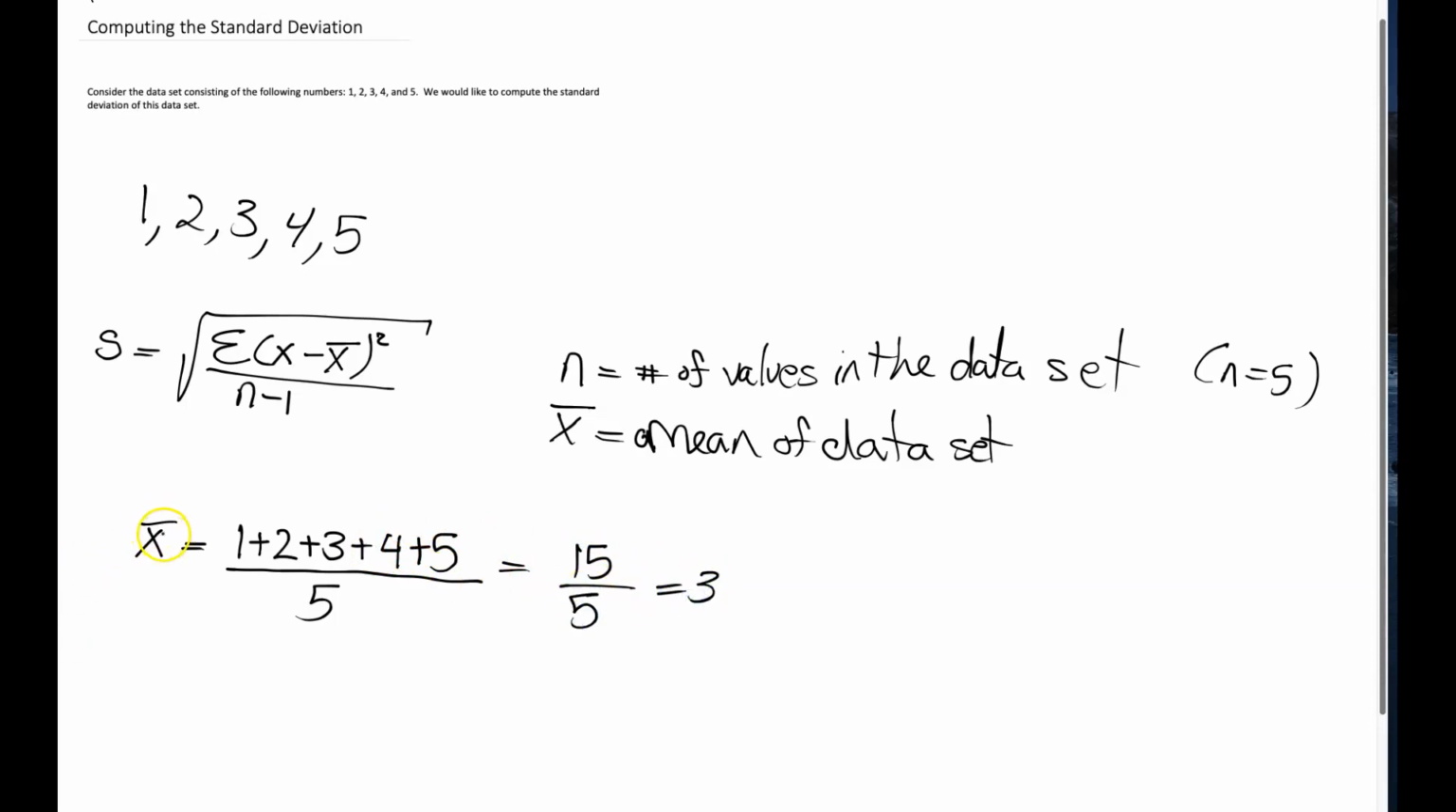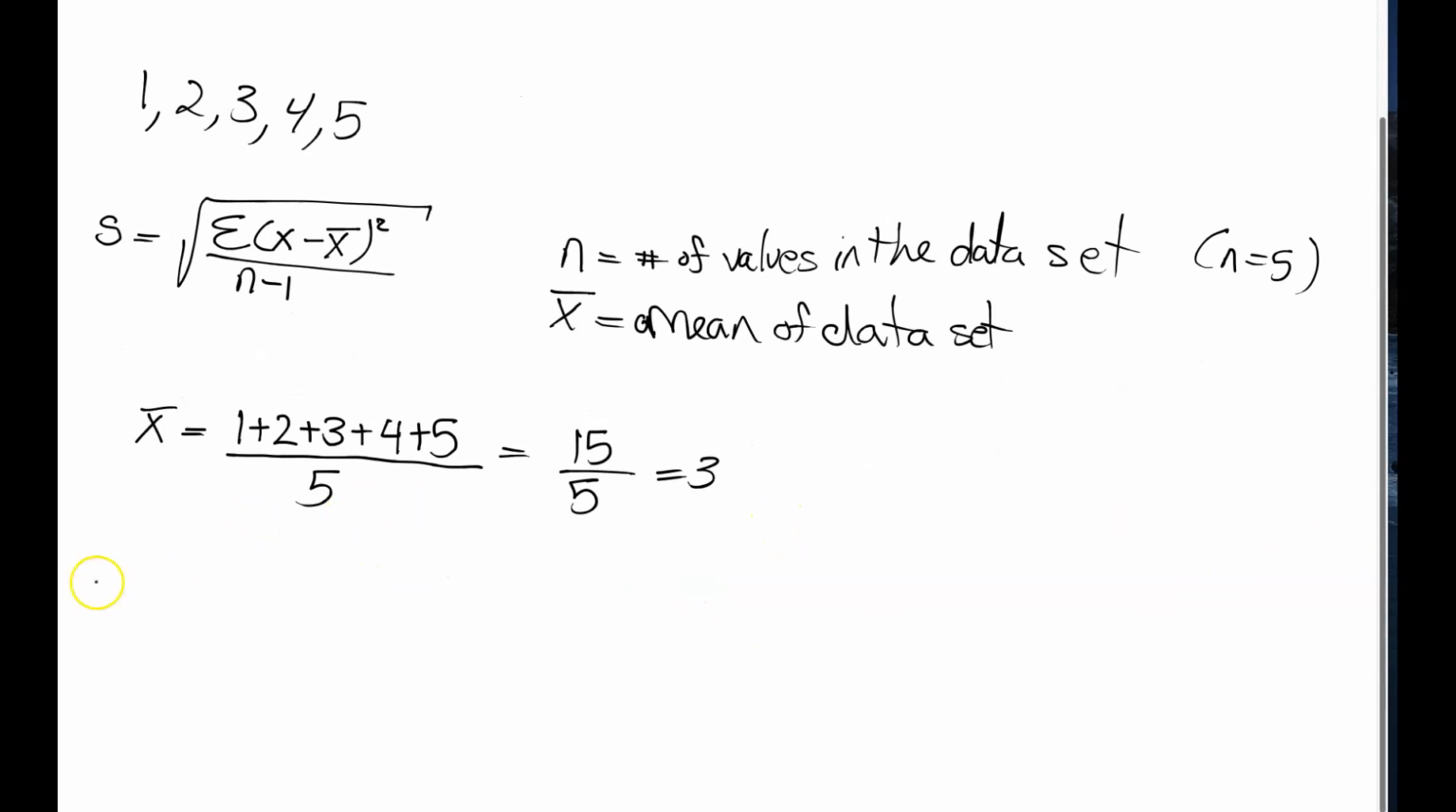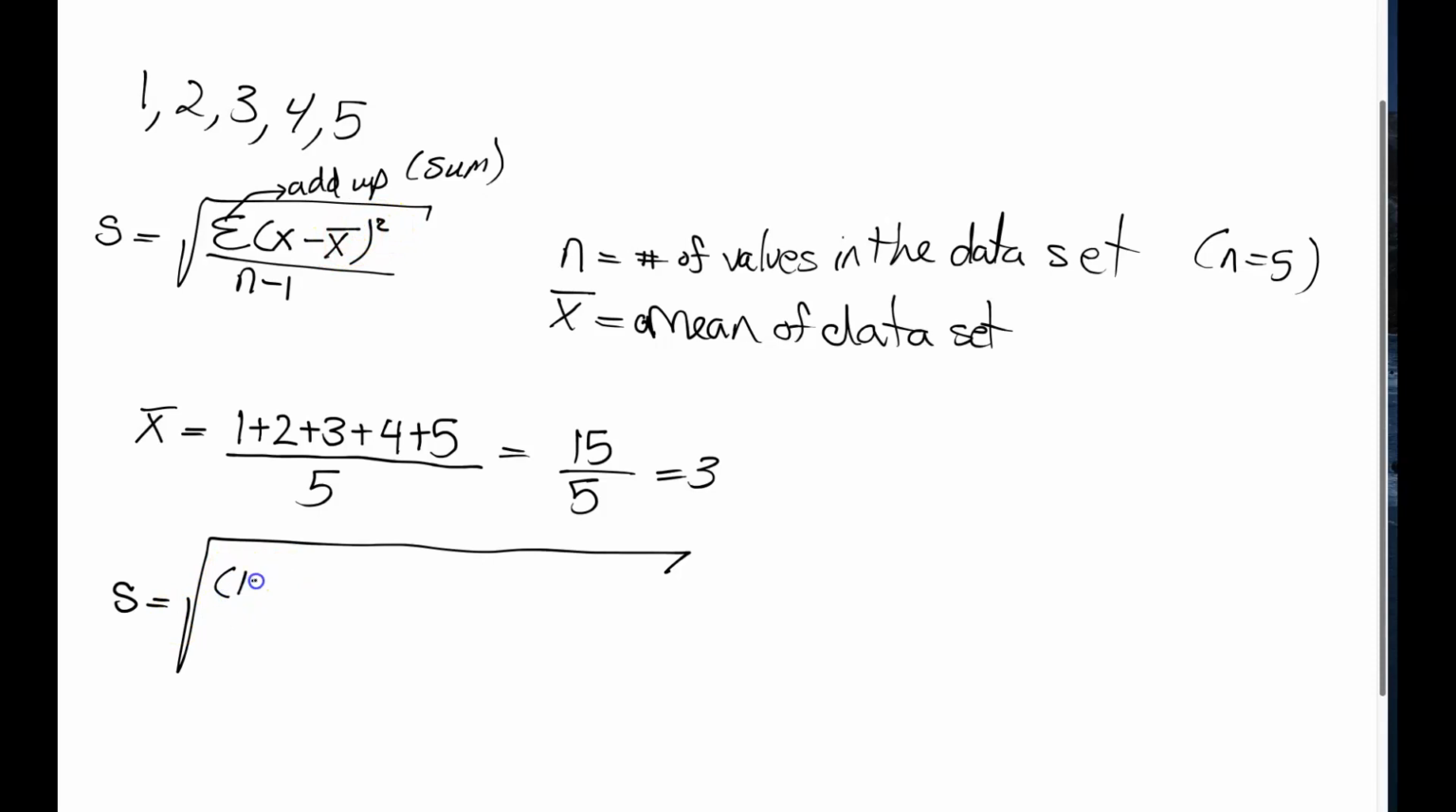So now we know that x bar is 3, and we can find the value of s by doing the following. So the standard deviation s equals the square root, and this symbol means add up. Sometimes in statistics it's called the sum. So take each point in your data set, subtract it from the mean, and then square it. So 1 minus 3 quantity squared. This means add up, so plus the second symbol, 2 minus 3 quantity squared.